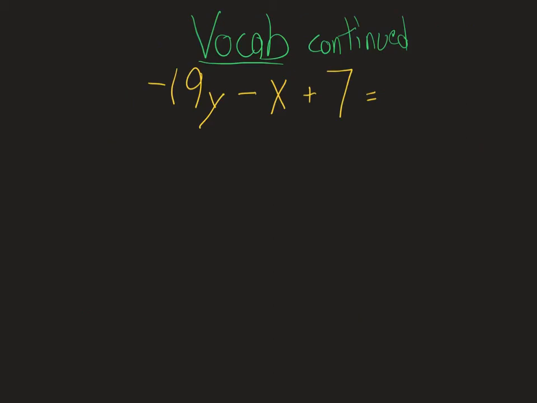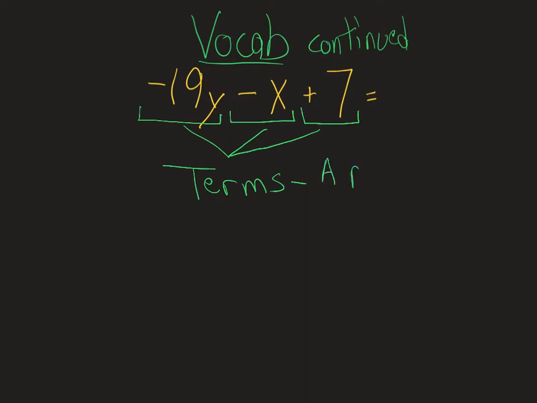Okay, let's talk about some vocab here. Now this, again, is an expression, and it's got three pieces that make up this expression. And all of these guys have the same name. They're called terms. Okay? A term is, I'm not going to say piece. Let's do better than that. A value.